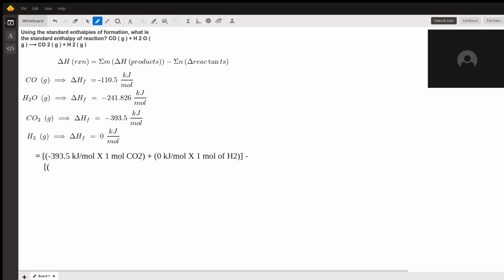For the reactants, what we have is 1 mole of carbon monoxide, which has a value of -110.5 kilojoules per mole, multiplied by 1 mole of carbon monoxide. And that's in turn added to 1 mole of water, which has a value of -241.826 kilojoules per mole times 1 mole of water.